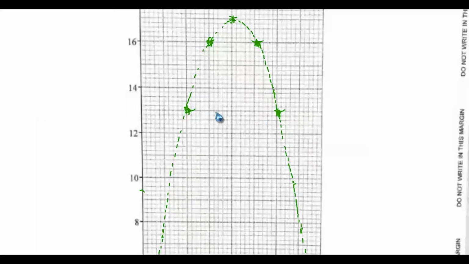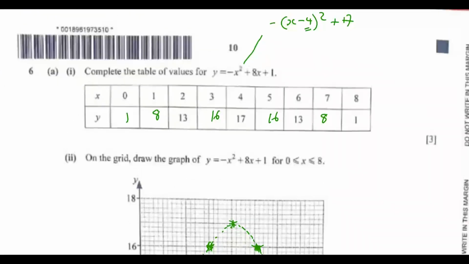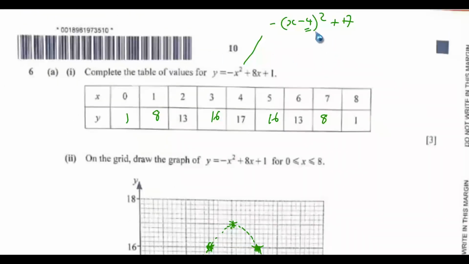So you have 1, 2. So 1, 2, they are equidistant. For these 2 points, you have 1, you have 1. So that is the line of symmetry. And earlier in this video, I told you that when you write it in the form of completing the square, you can easily get the vertex. So the vertex here is x equals 4, y equals 17.